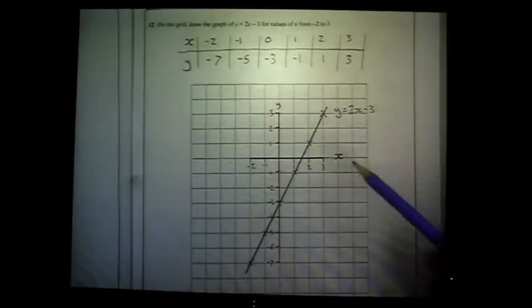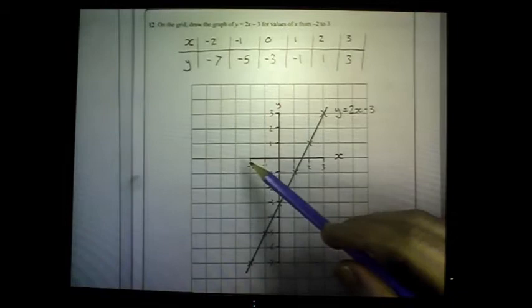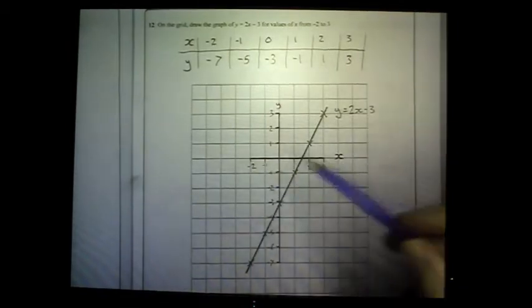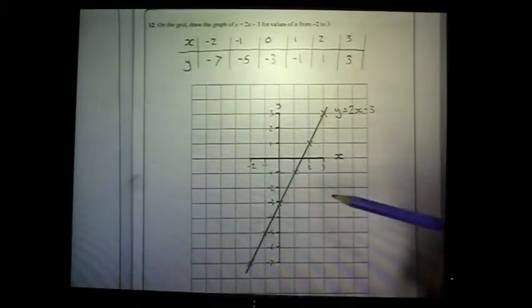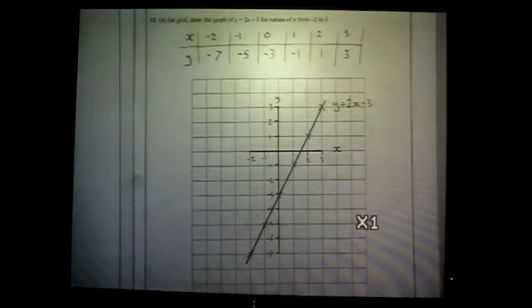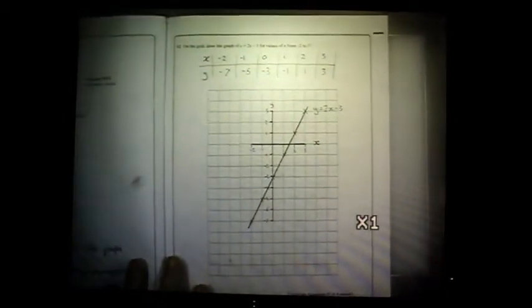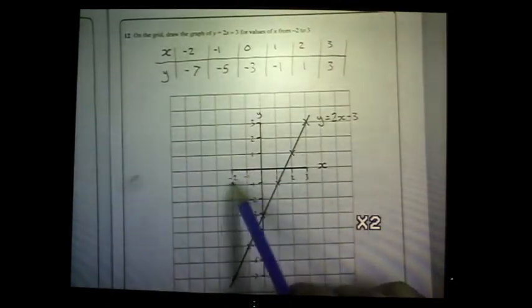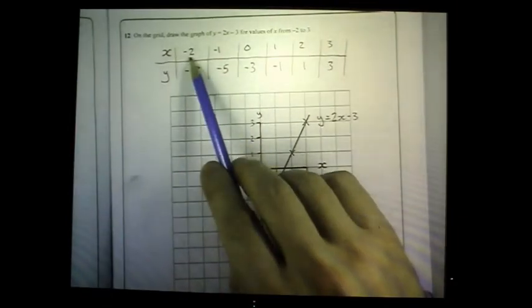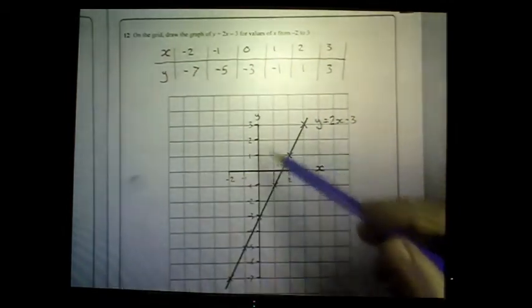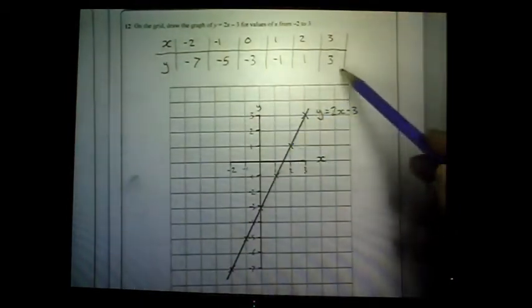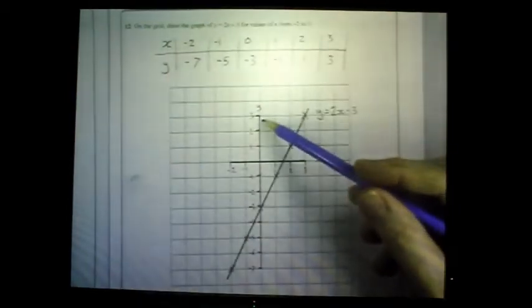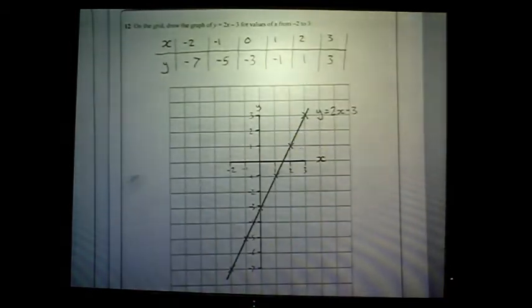Because you've got to draw your own grid, you should know that this is your x-axis going along this way, and that's your y-axis going up and down. Now look, there's a lot of grid space there. You don't have to use it all. I certainly haven't, as you can tell. I drew my x-axis so it went from minus 2 to 3, because it goes from minus 2 to 3. I drew my y-axis because it goes from 3 to minus 7, so I've gone from 3 to minus 7, and that's all you need to do.